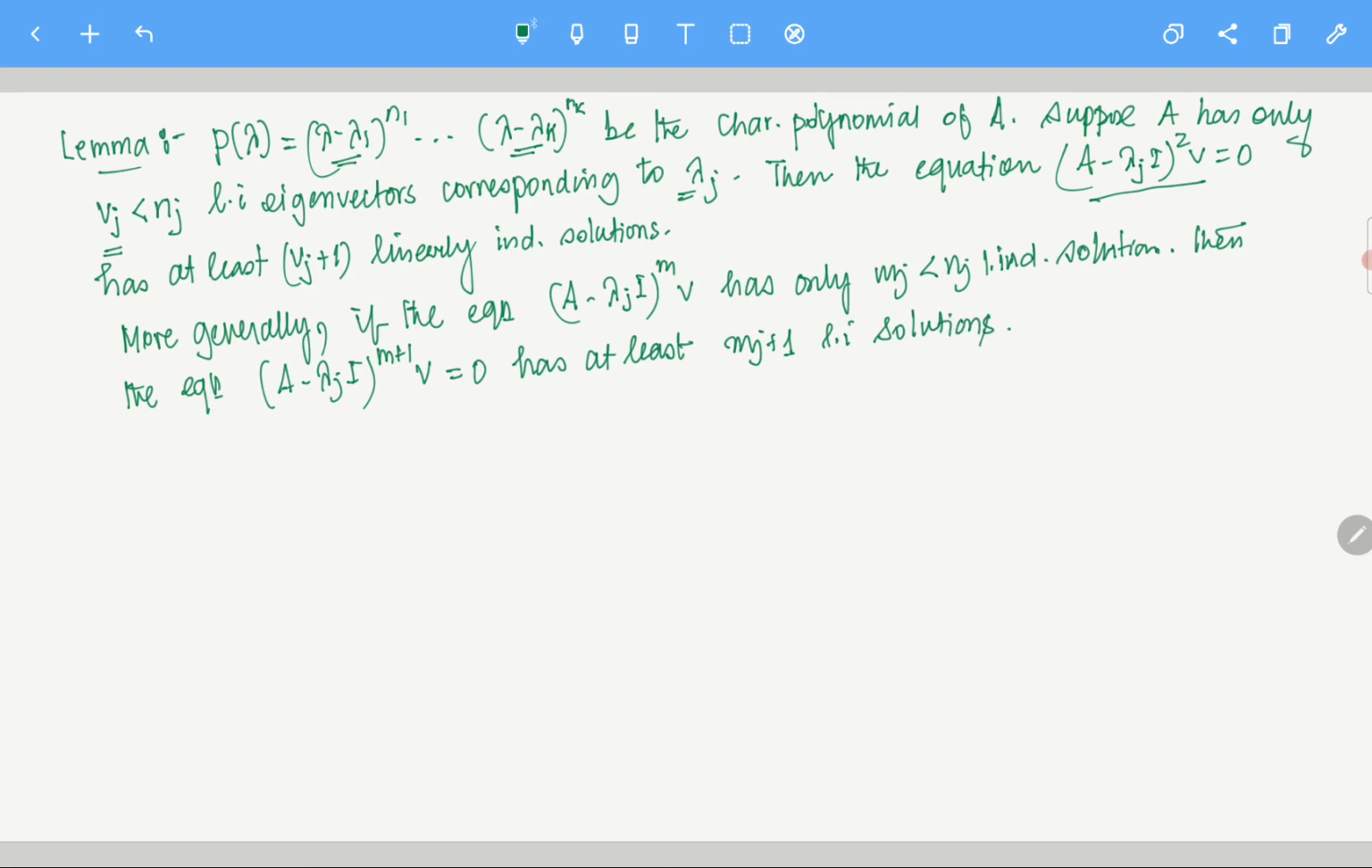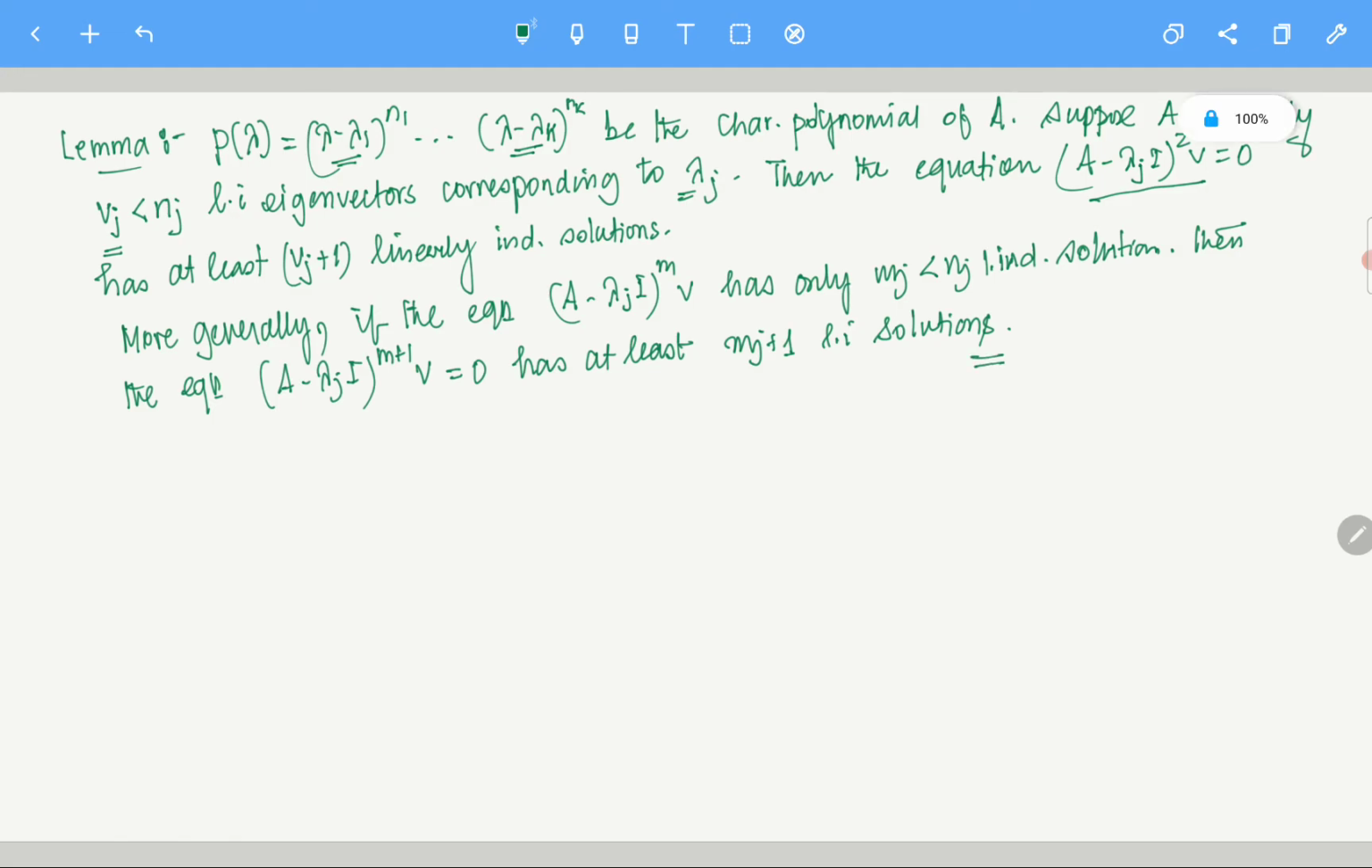Now, of course, if this is the case, then you can understand that there is always some integer dj, less than or equal to nj, for which (A minus lambda j I) to the power dj has nj linearly independent solutions, and you can go on increasing. So after some time, the sum is going to be equal to n. That's the guarantee here.